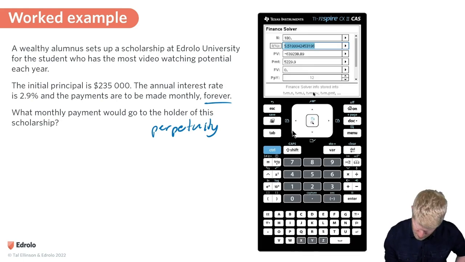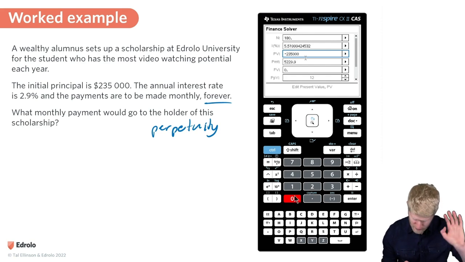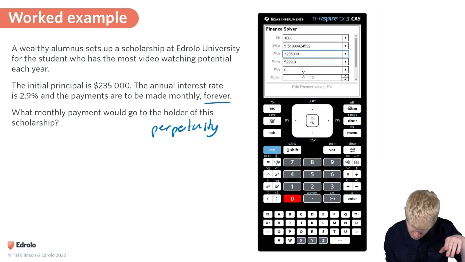Let's have a look. What do we know? We know the initial present value is negative 235. It's negative because we give it, hey, Edrolo University, take this money, do something with it.